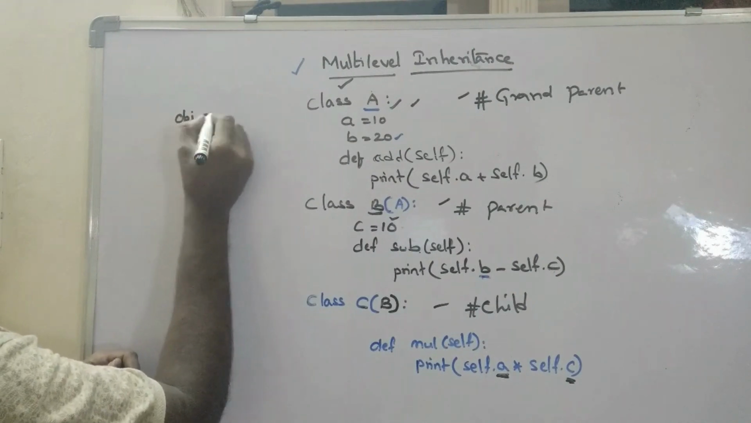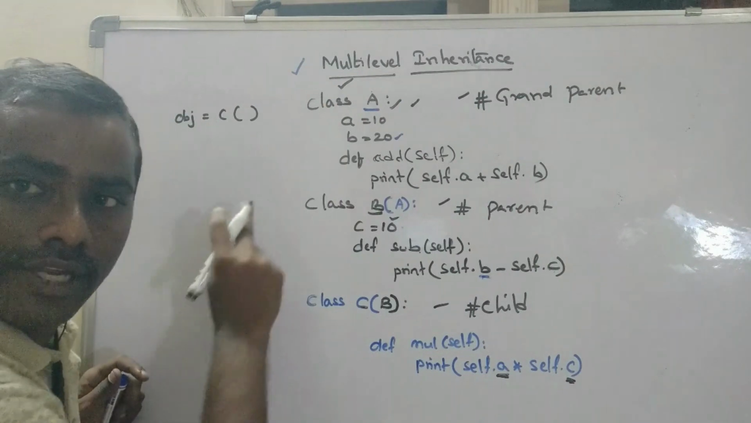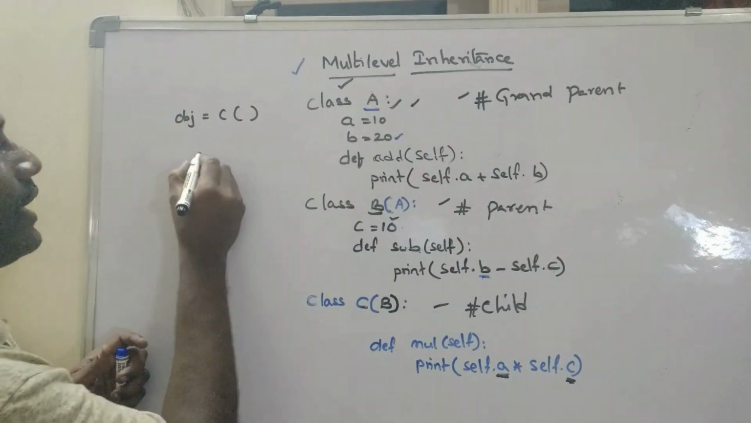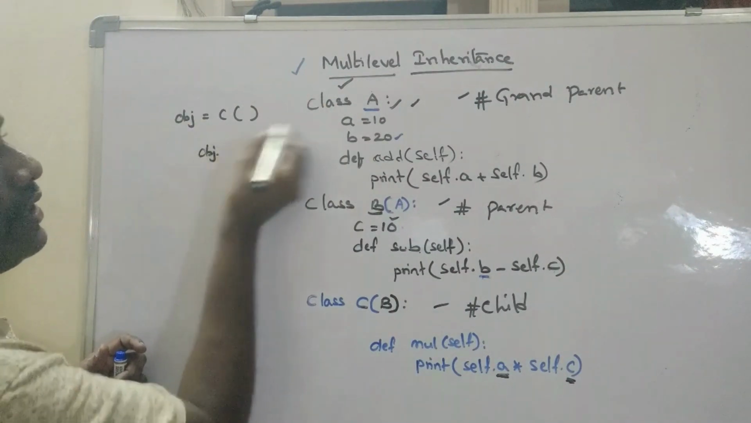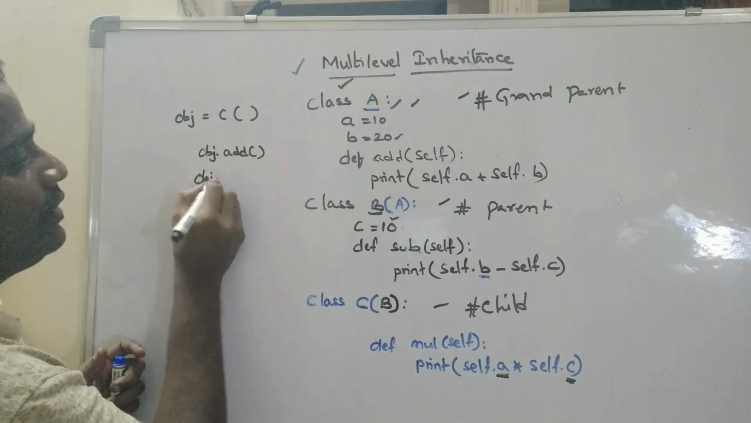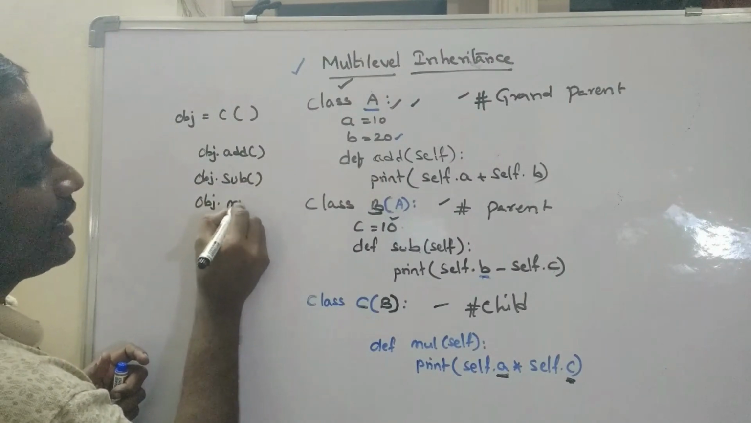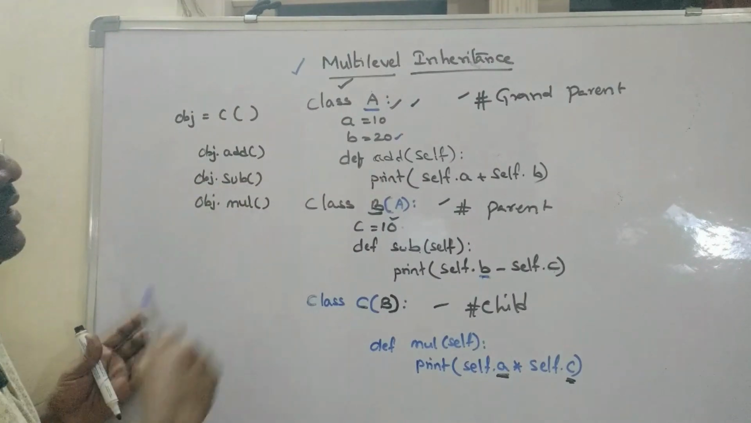Now, the object is created for the derived class only. Then directly we can access object.add, the function called add. Now object.subtraction. Next, object.multiplication. Now it will be executing.